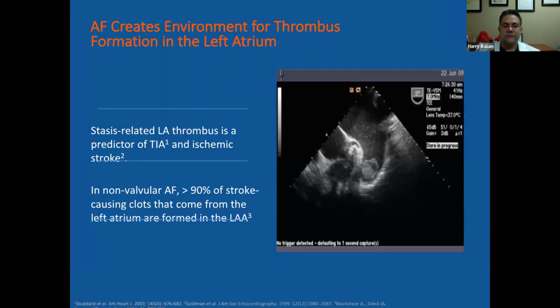So I'm going to shift gears now and talk about Watchman. This is the last section of my talk.